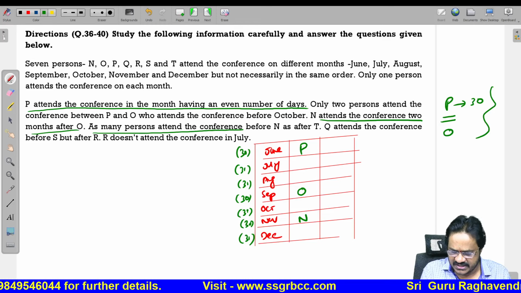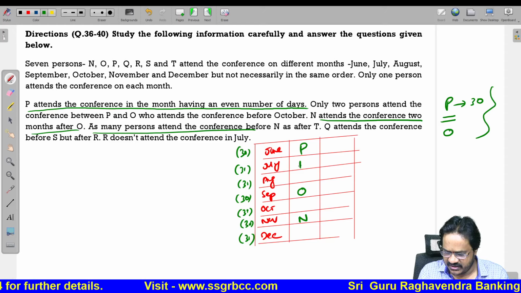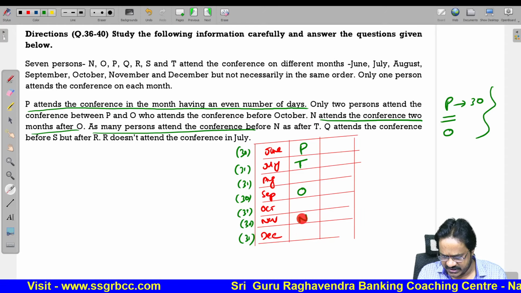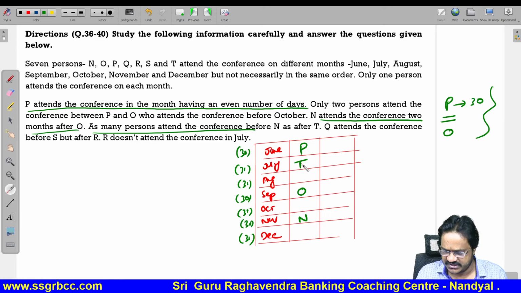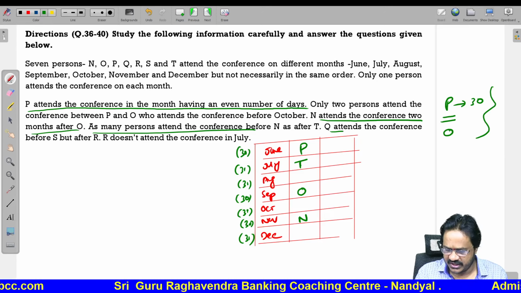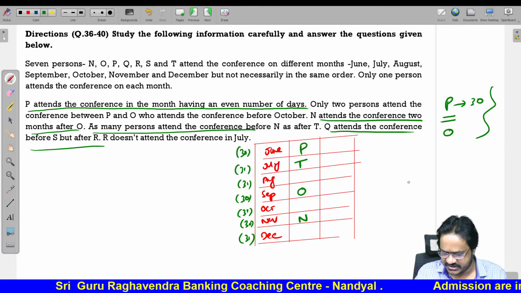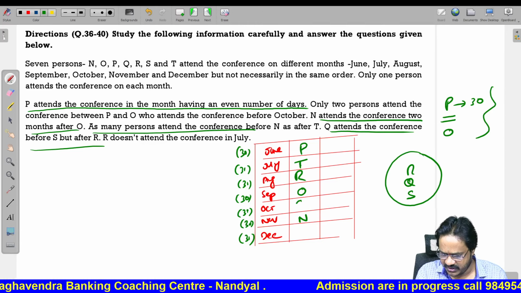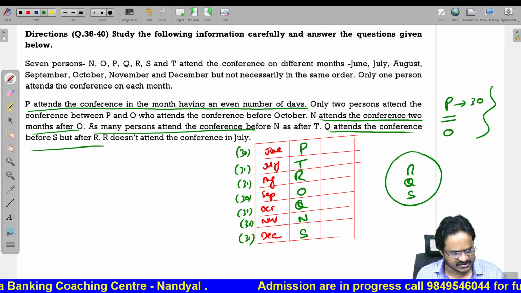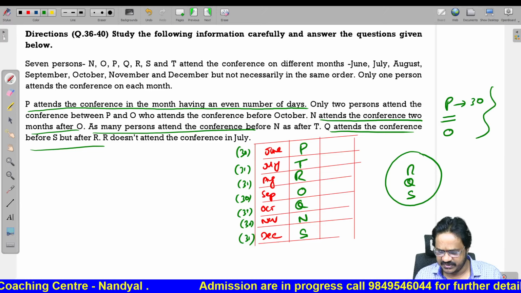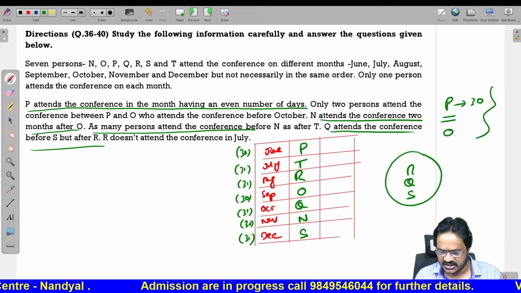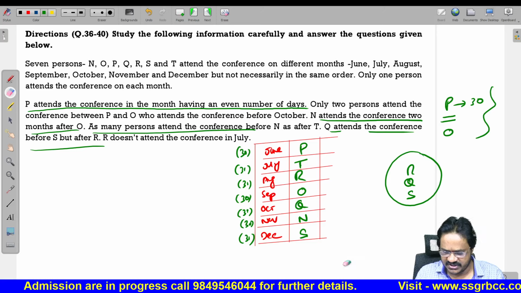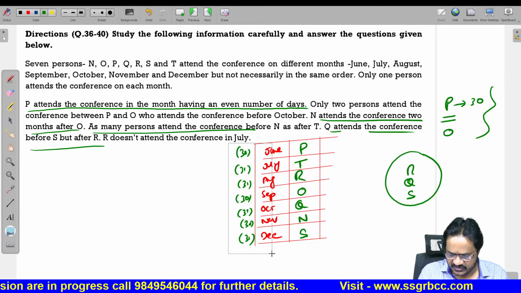Next, as many persons are there before N as after T. Before N is the second last, so T will be second. Then Q attends the conference before S, but after R. It should be R, Q and S. So this is the correct arrangement. Now R does not attend in July. So we got the correct arrangement. Now based on this we should answer the given questions.